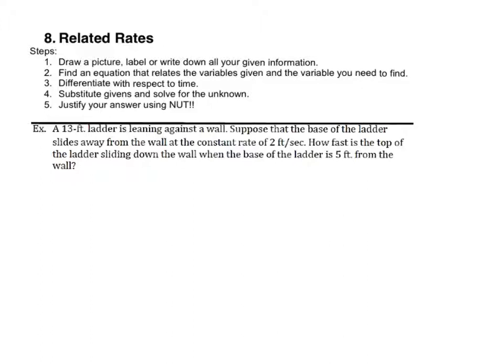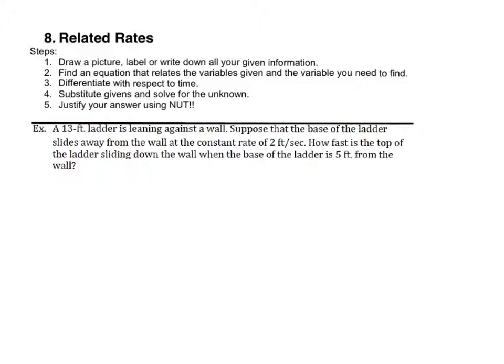But it's going to have a rate that something is moving, and then it's going to also have some values that are staying the same. So what does this mean? Step number 1, you always draw a picture. Label, write down all your given information. Just put all the stuff that's in words on a picture so that you can visualize it.